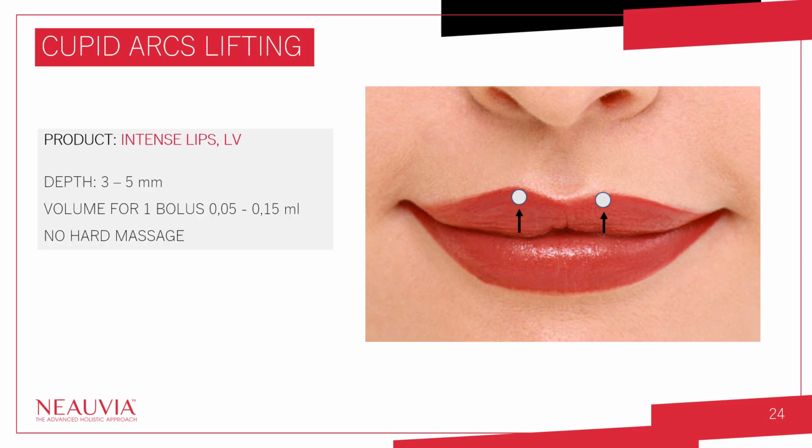For the cupid's bow lifting, we can inject a low quantity of HA a few millimeters below the cupid's bow, exactly in the vermilion. Depth of the injection is 3 millimeters. Volume of the bolus is around 0.05 to 0.1 milliliter, and hard massage is not required.